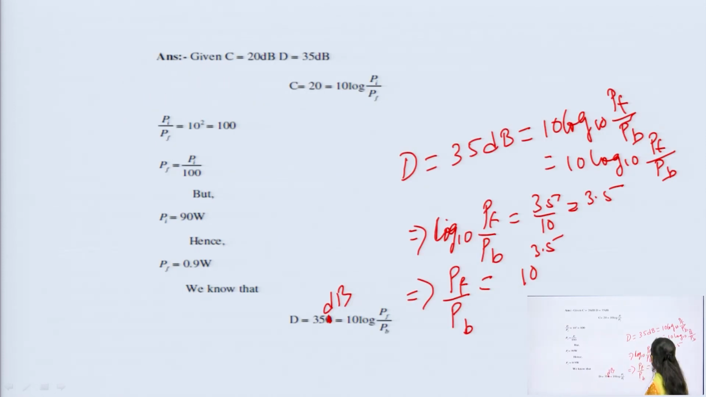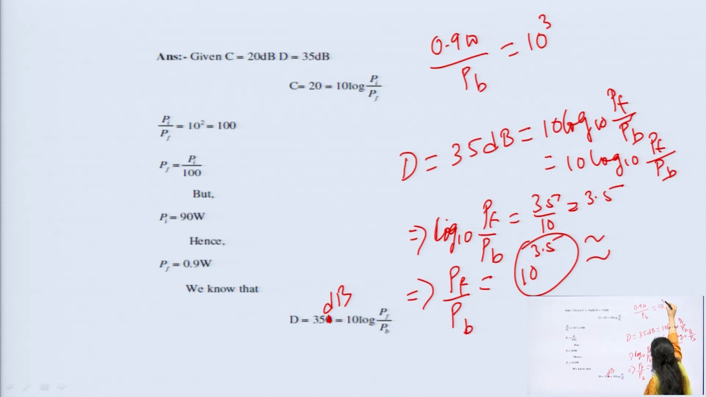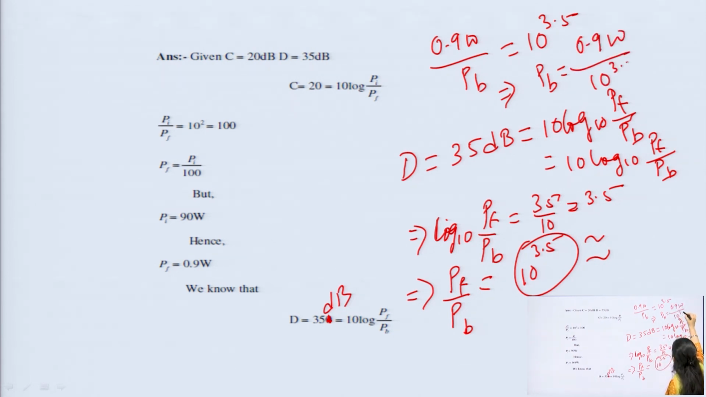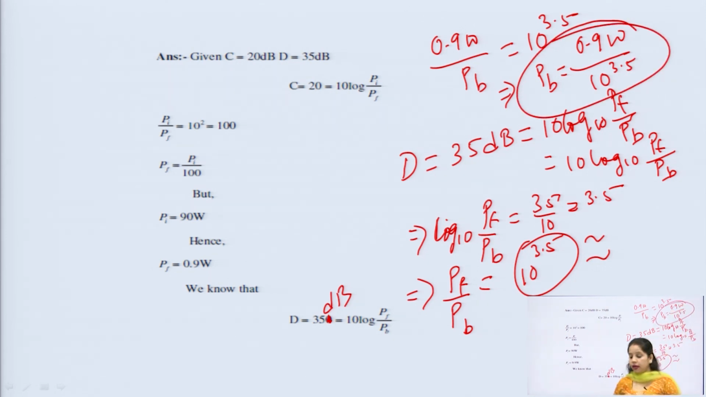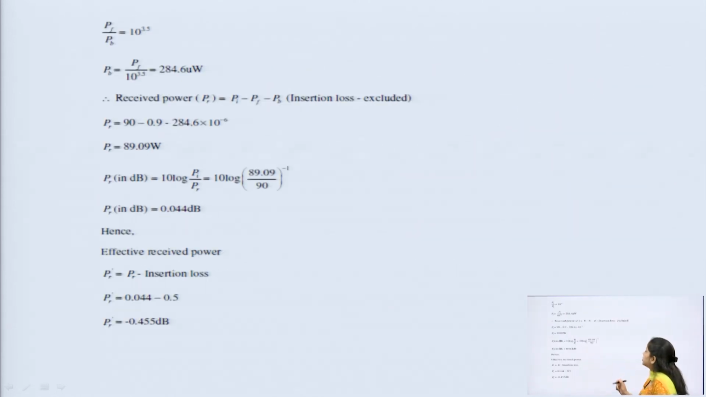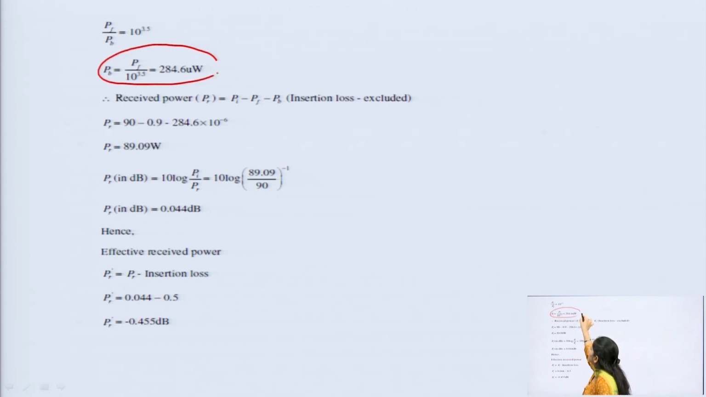10 to the power of 3.5 and you have to calculate this, and now Pf is 0.9 watt, Pb is equal to 10 to the power of 3.5. I think now you are able to calculate the Pb. Pb is equal to 0.9 watt upon 10 to the power of 3.5. You are required to just solve it and you are able to get the value of Pb. So, here we have got the value of Pb by doing this, 284.6 microwatt.